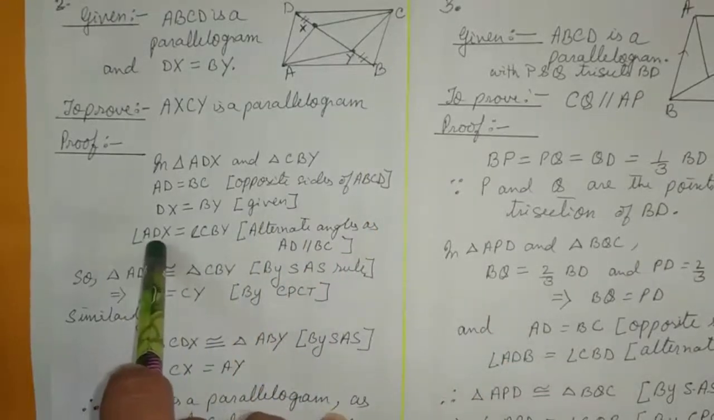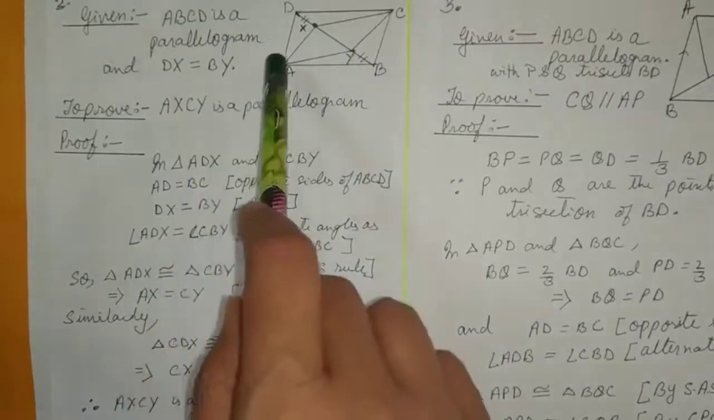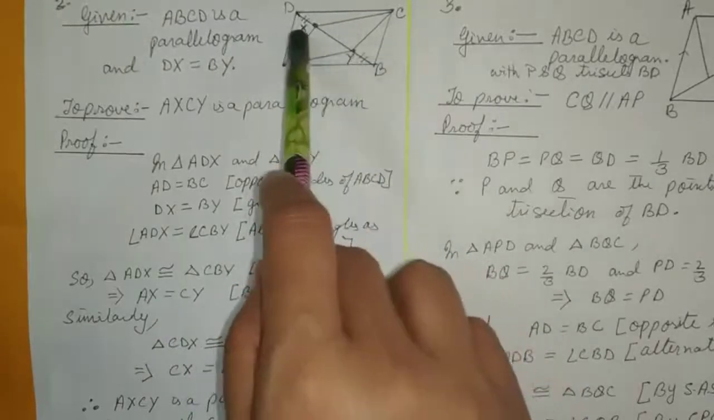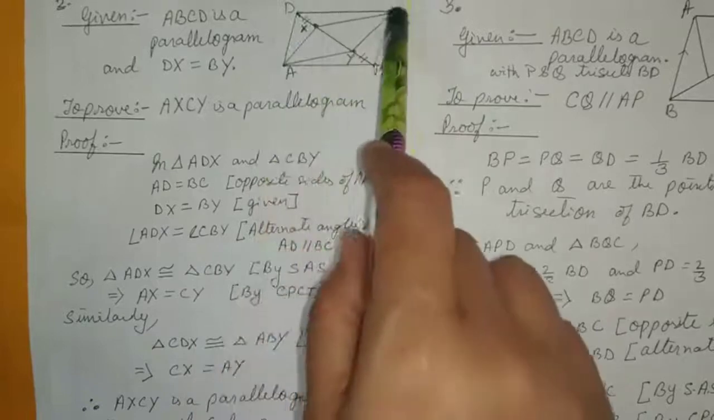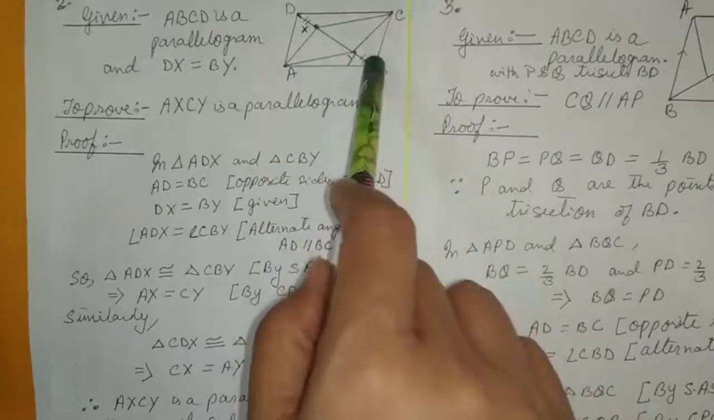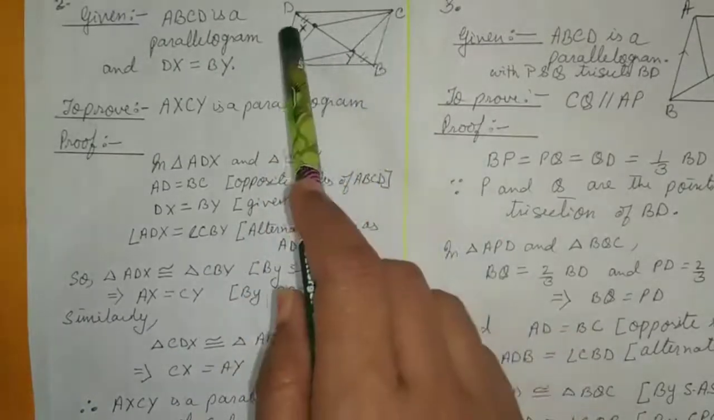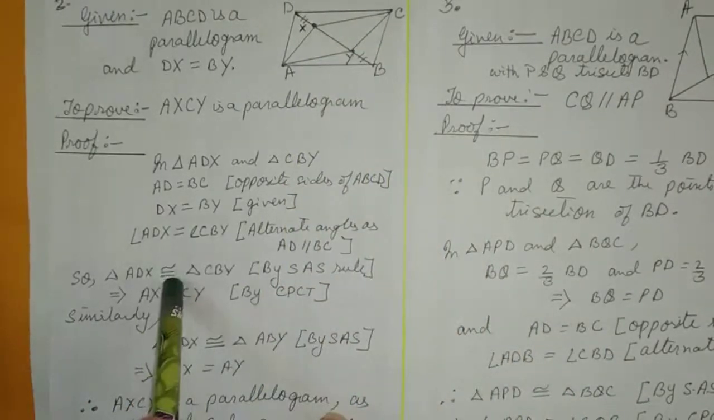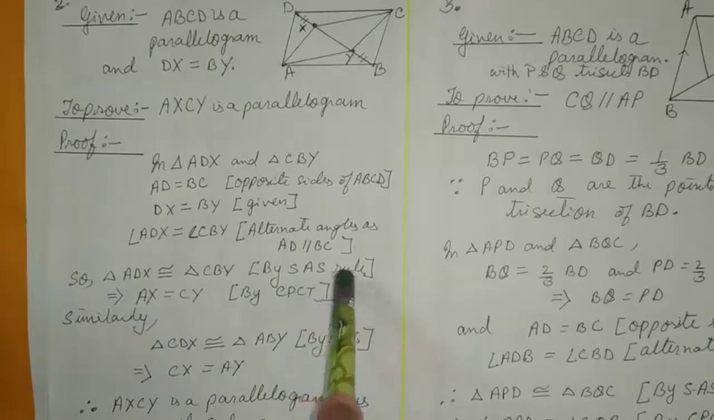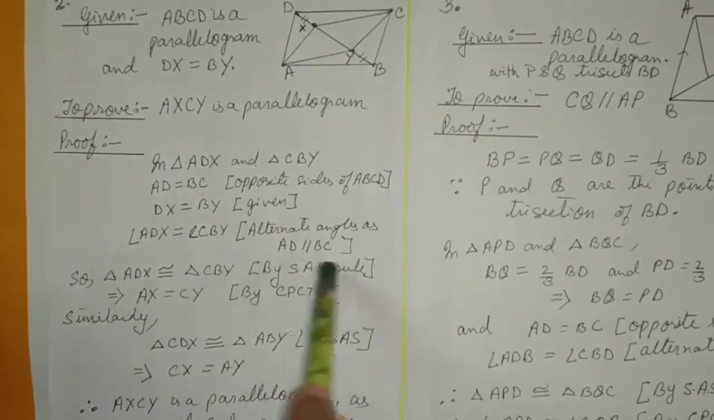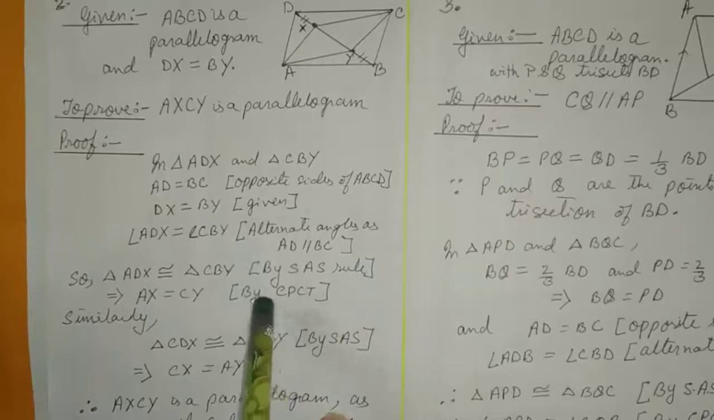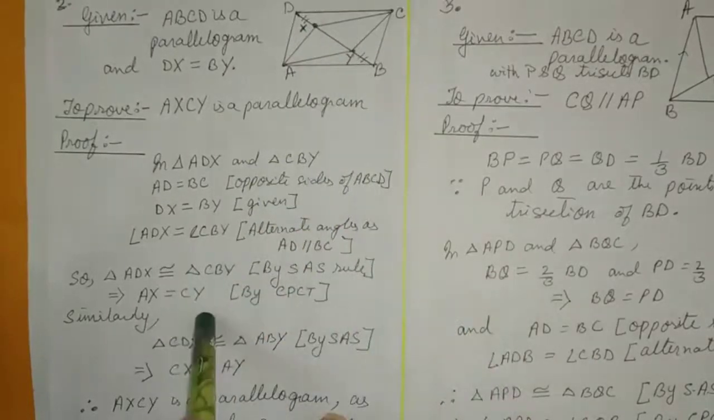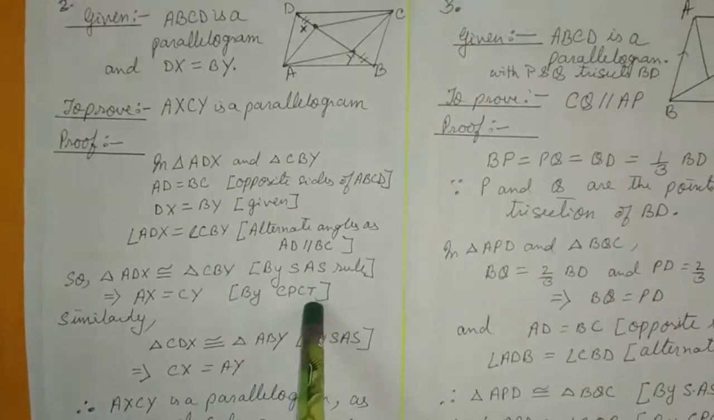Angle ADX and angle CBY, they are interior alternate angles. How? AD is parallel to BC. So the two angles are equal. So the triangle ADX and the triangle CBY are congruent. How? SAS rule. Since the triangles are congruent, the corresponding parts are also congruent. So AX and CY are equal by CPCT rule.